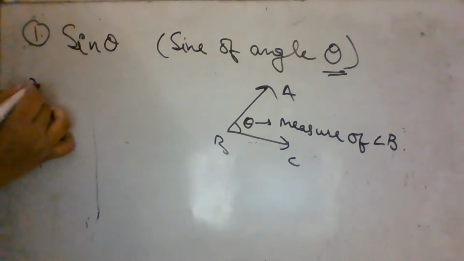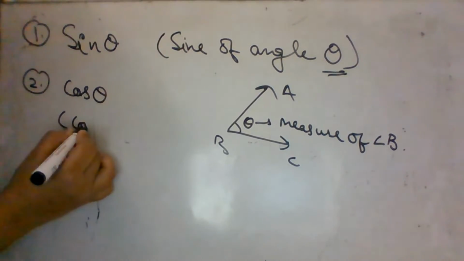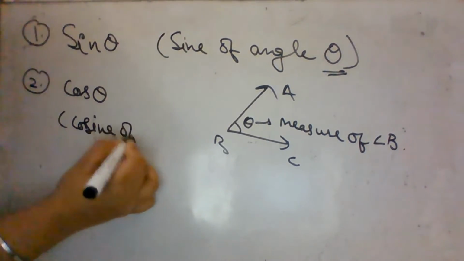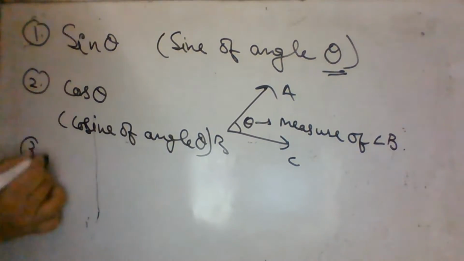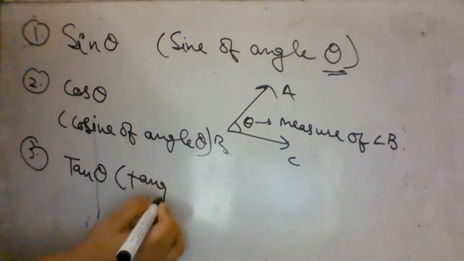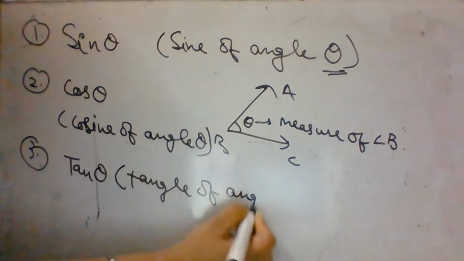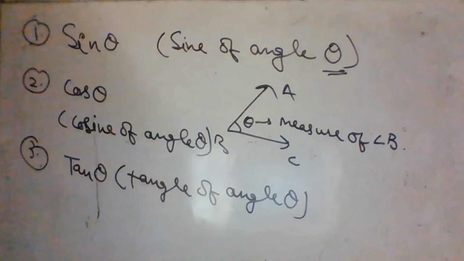Second trigonometric ratio is cos theta, which is the short form for cosine of angle theta. Then we have third trigonometric ratio as tan theta. Tan theta is tangent of angle theta. Right? After these trigonometric ratios, we have some other ratios. But first of all, we will learn what these trigonometric ratios are. We are calling them ratios. Why? We will just understand this.